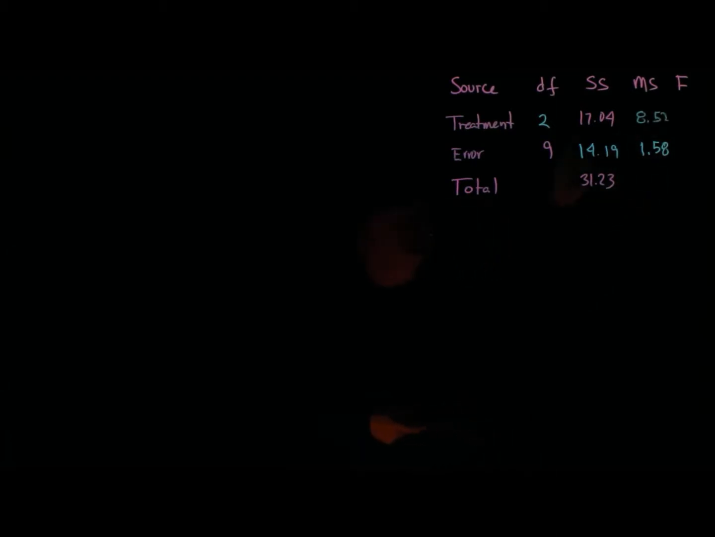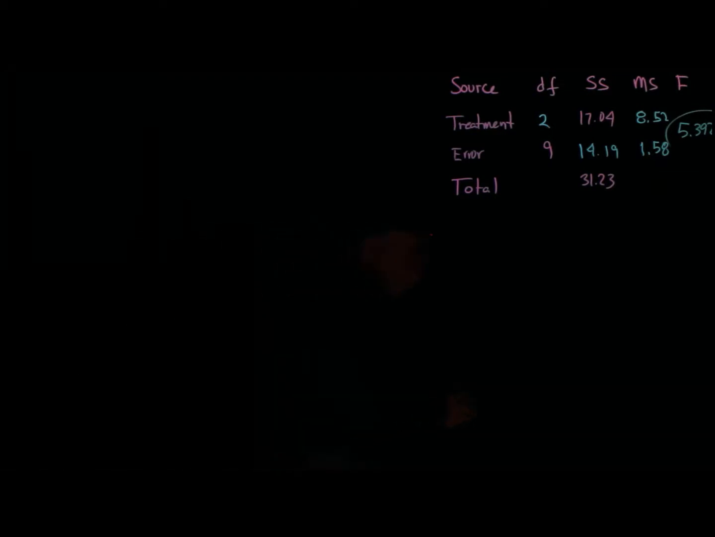And then this F, the F ratio, the number that you're looking for here, really is the ratio of 8.52 divided by 1.58, and that is 5.392. And that's the answer that you're looking for. All right, simple enough, yeah? Let's keep going.